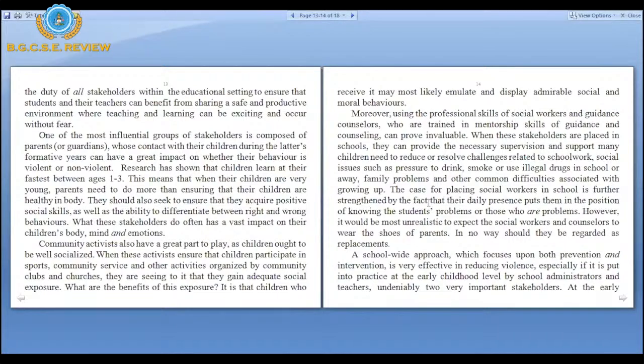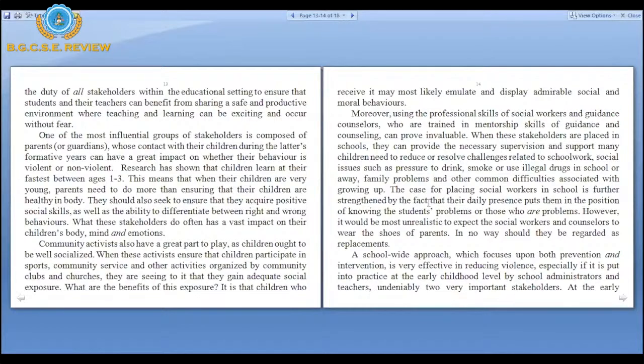The case of placing social workers in school is further strengthened by the fact that their daily presence puts them in the position of knowing the students' problems or those who are problems. However, it would be unrealistic to expect the social workers and counselors to wear the shoes of parents. In no way should they be regarded as replacements.